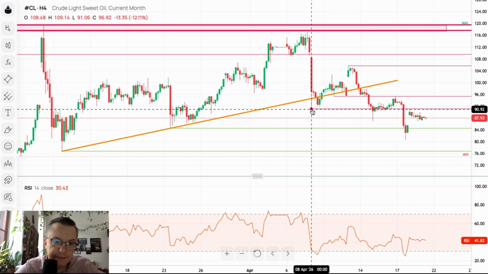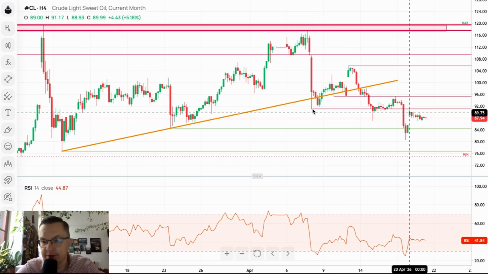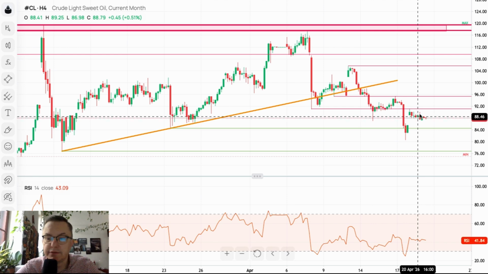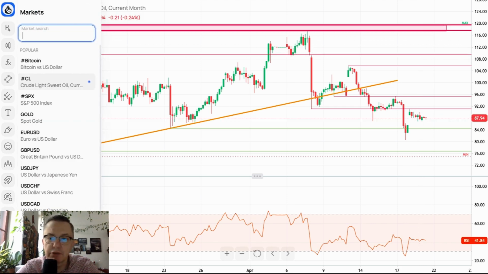So it's a very susceptible, very violent market if there is something going on from a different point of view than technical analysis, like a geopolitical, macro or political situation. But otherwise, it's trading in a very limited range right now.